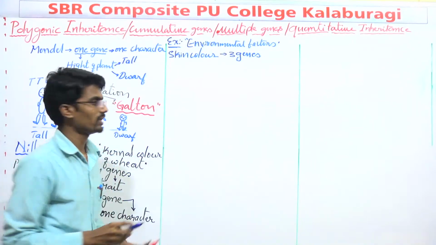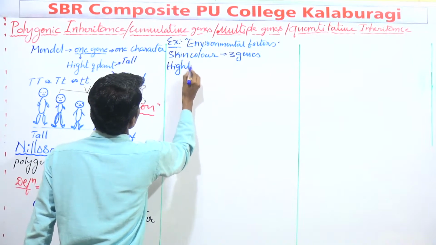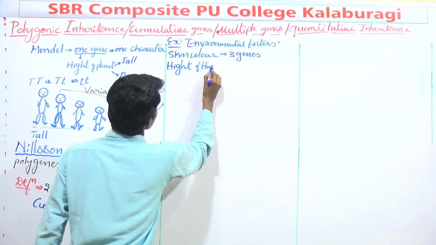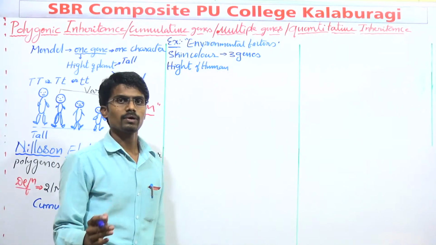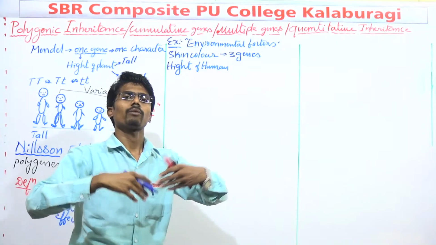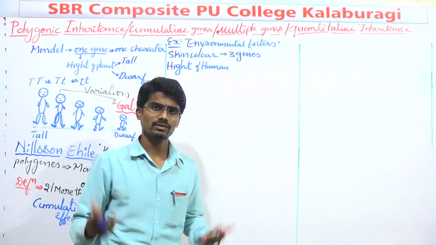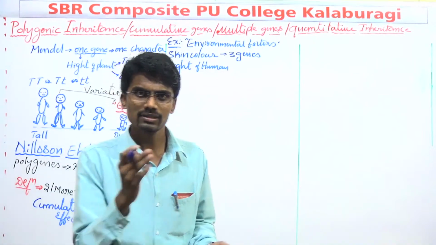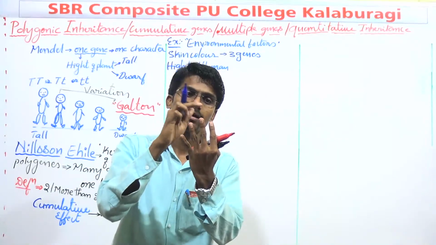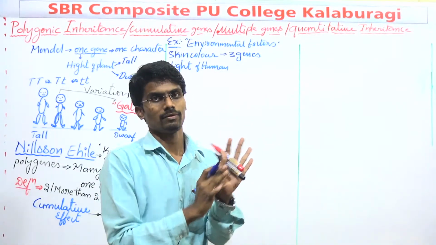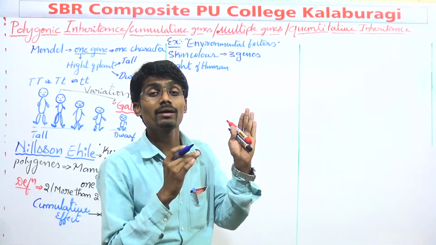We can take this one example. Let's go for another one. Yes, height of human. Height of human. For example, don't go for your population or society. Just take the best example at your home. Can you see the height of your grandfather, grandmother, father, mother, and yours? Whether the height is the same? No. Say the height varies.